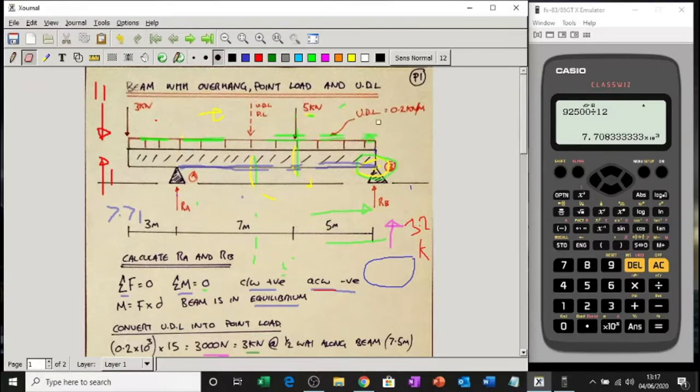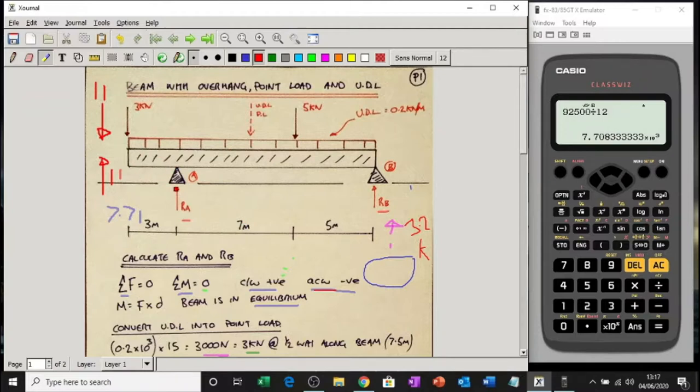So we know that RB is 3.2, and we know that RA is 7.71. So to check that, just to make sure, like we said before, what goes up has got to go down. So for this thing to be in balance, the sum of the forces has got to equal zero. These forces are coming down, so you could say they're minus. RA and RB are going up.